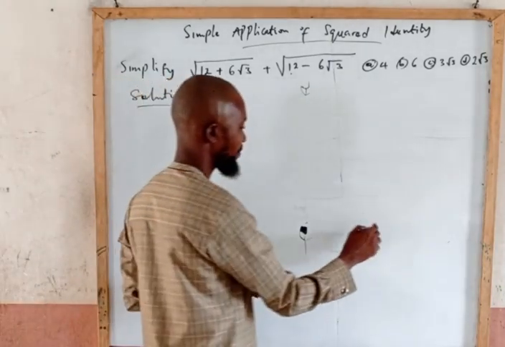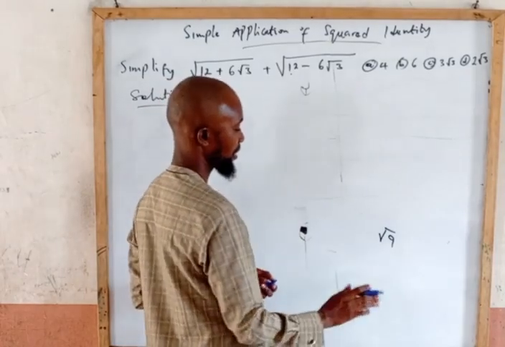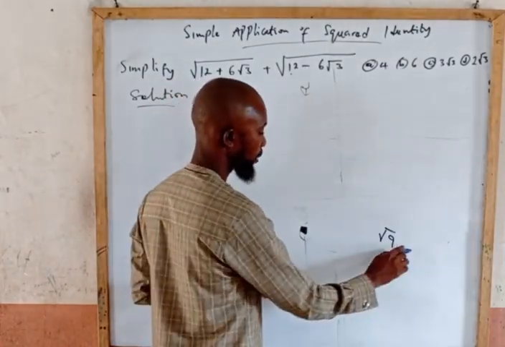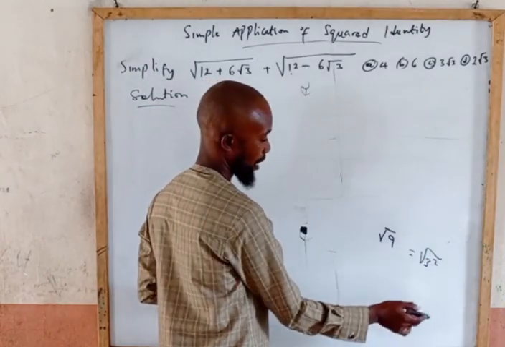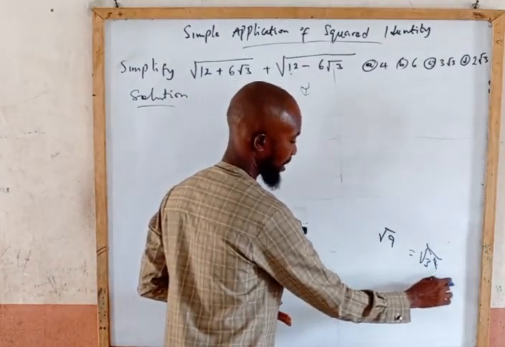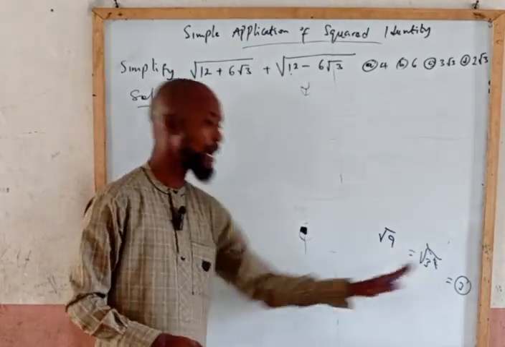For instance, if I have root 9 like this, the simple solution is to ensure this 9 is in its perfect square form, which is the same thing as expressing it as 3 squared. And what now happens is the square and the root cancel, so the final result we get here is 3. So this question is as simple as dealing with this.